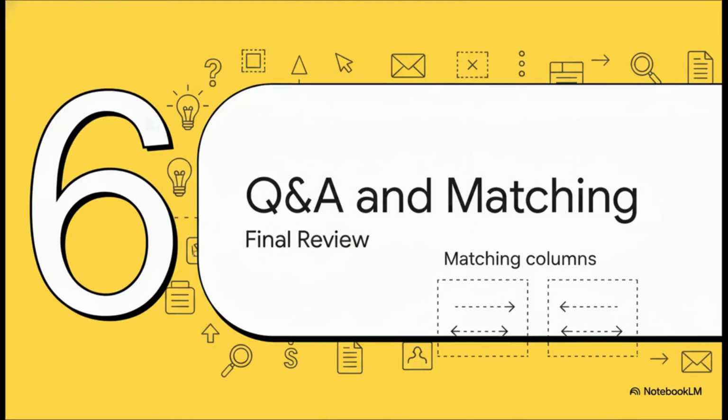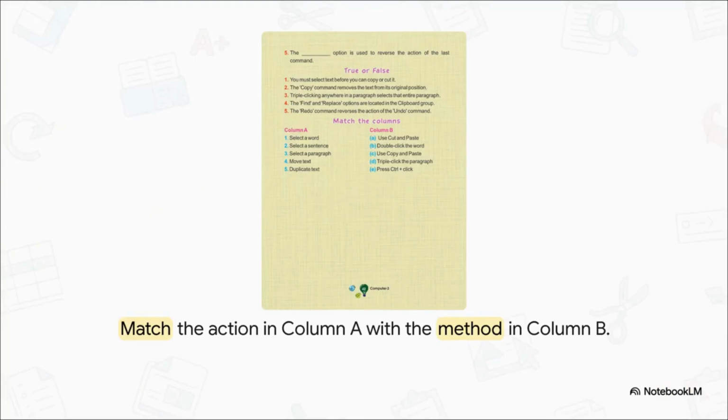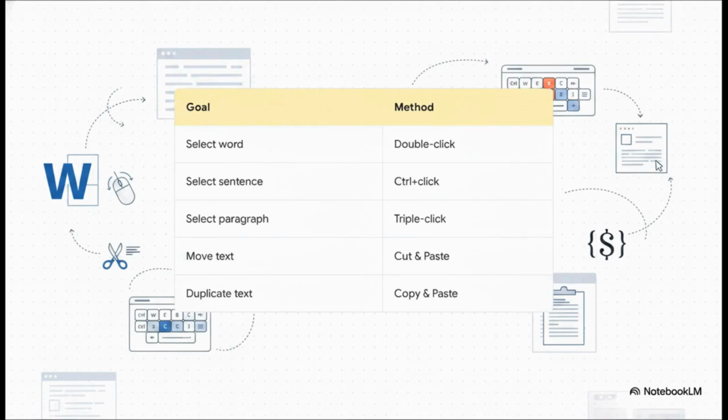And our final section, part 6, short Q&A and matching. Let's figure out how to correctly connect the goal we want to achieve on the left with the exact keyboard or mouse method we need to use on the right. So here's our solution map. Want to select a word? Double-click. Selecting a sentence? That's Control plus click. Selecting a paragraph? Just triple-click it. And the big ones? To move text entirely, use cut and paste. But to just duplicate it, you use copy and paste.